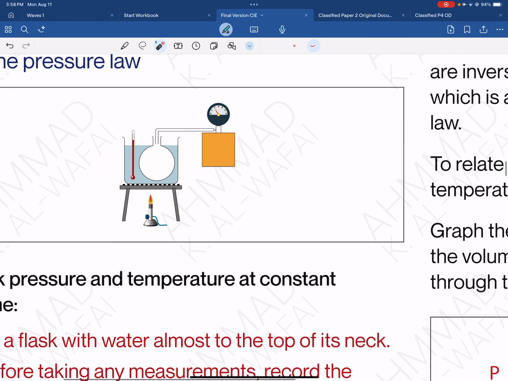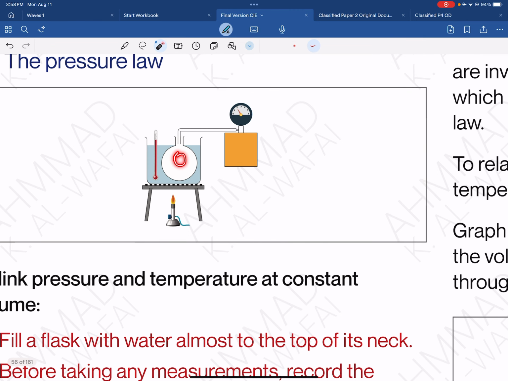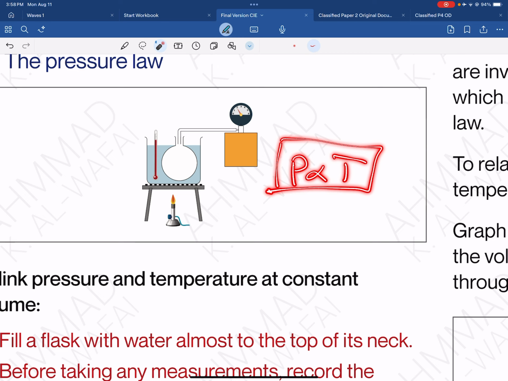This is a simple apparatus that we can use, where there's a flask full of air surrounded by a water bath, and it has been heated. Now, the pressure inside is measured. As the temperature is increased, you find that the pressure is increasing, while keeping the volume constant. So therefore, we found out that while keeping the volume constant, pressure and temperature are directly proportional.